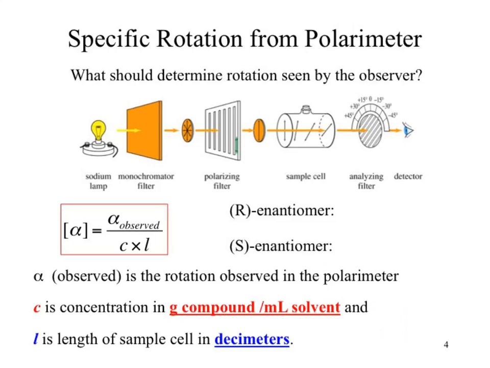Okay? Some little caveats along those lines. The observed rotation is something that would be pulled directly out of the instrument. Okay? There's no calculation involved with that. The concentration does involve a calculation, potentially. You'll notice that it's not the standard concentration that we're used to. Most concentrations we work with are what units? Moles per liter, molarity. In this case, the units are grams of the compound per milliliter of solvent. Why do we use a different unit?